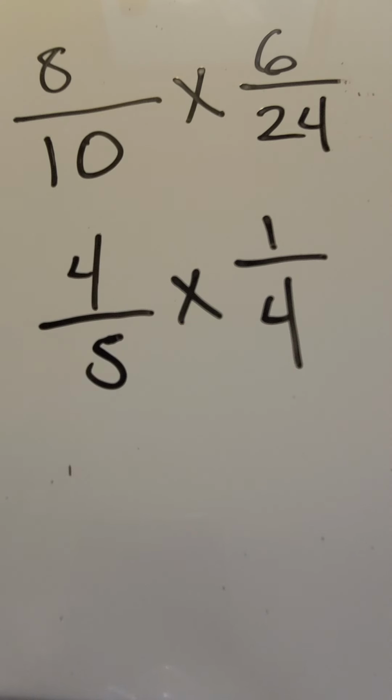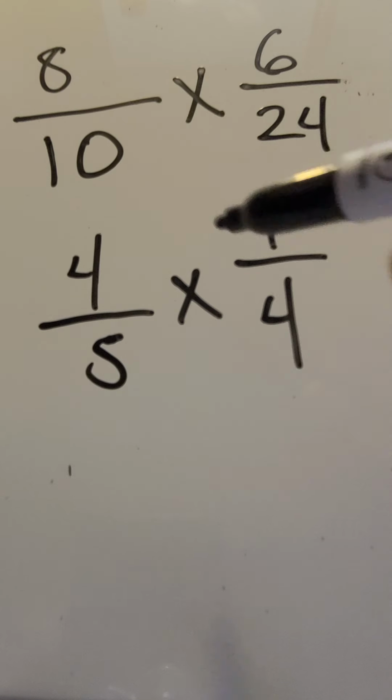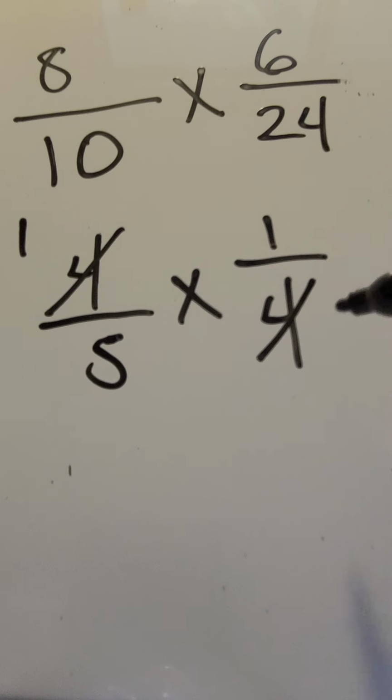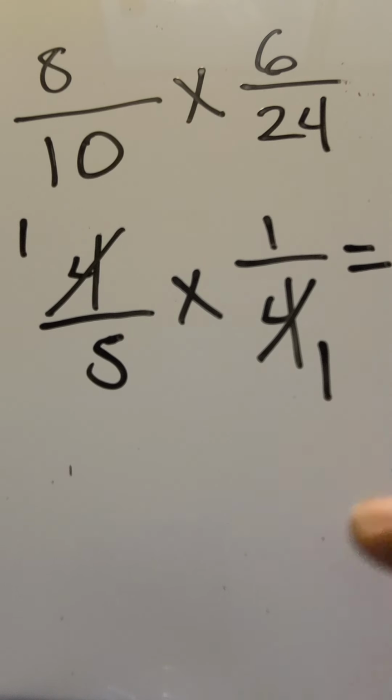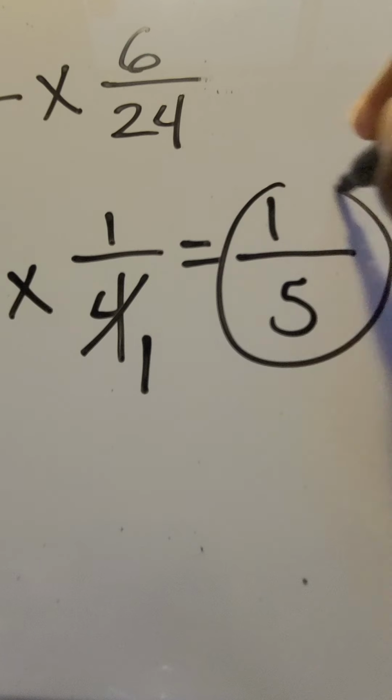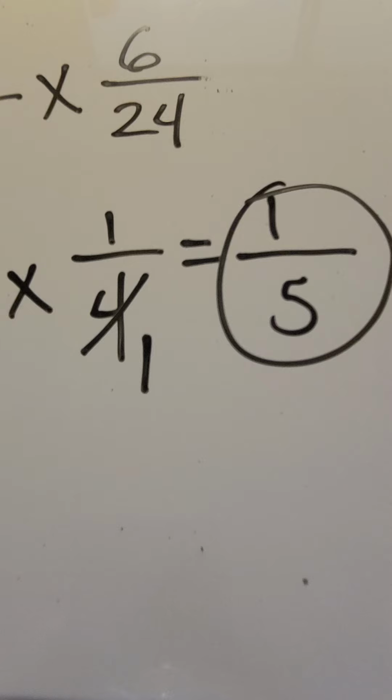Now, look, we can even simplify more. Divide this by 4, make that a 1. Divide this by 4, make that a 1. So now, all we got to do is multiply. Numerator and numerator, both 1. 5 times 1 is 5. So this will be our answer, 1/5.